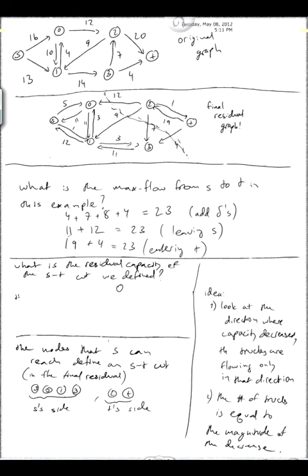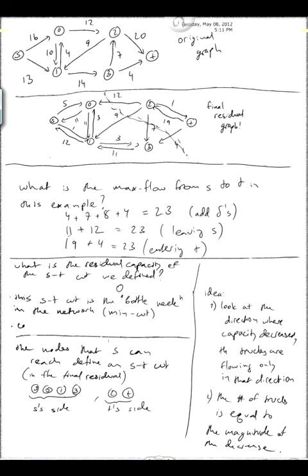So this S-T cut is the bottleneck in the network. That is really what's stopping us from moving more material from S to T. So in particular, it's the minimum cut, defined by this division from S side to T side.